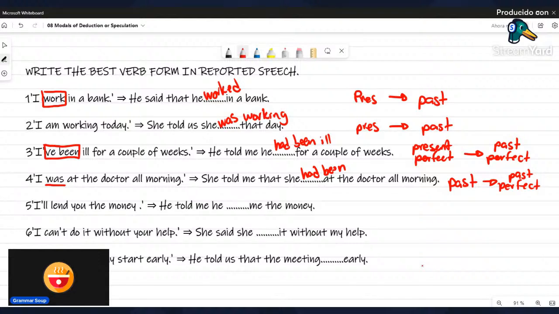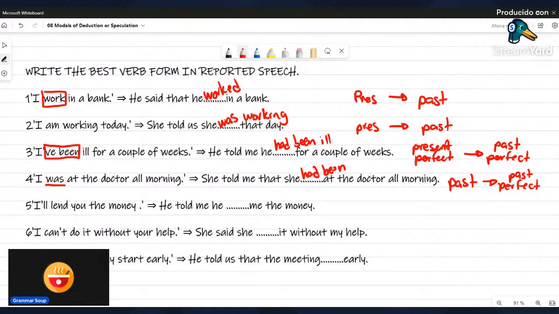Number 6, it says, I can't do it without your help. She said she couldn't do it without my help. All right, I think we are having technical problem there, so it's still taking longer than usual.